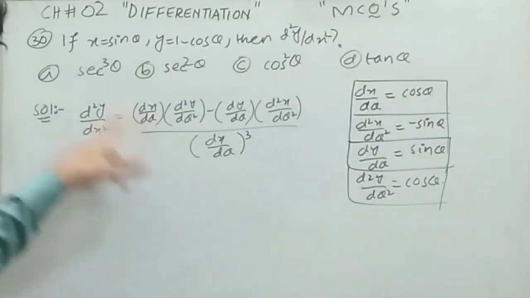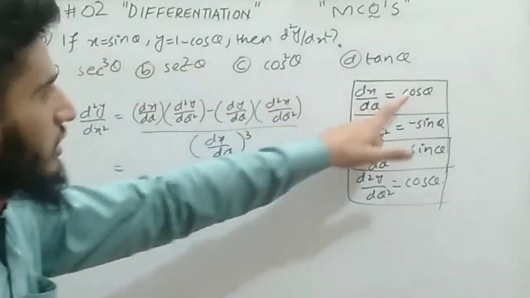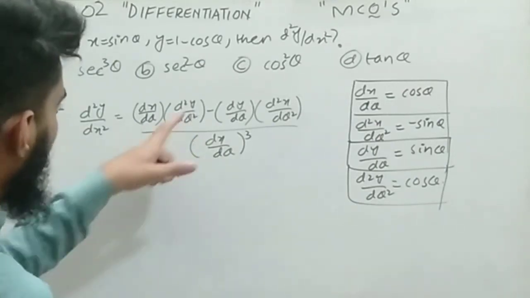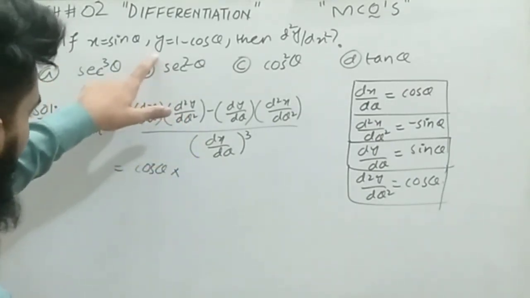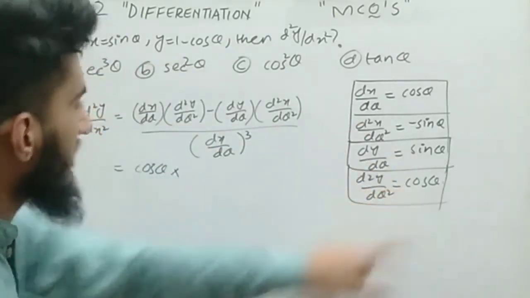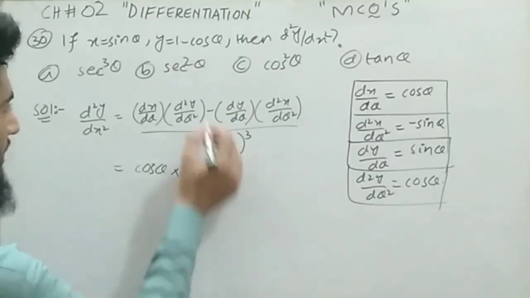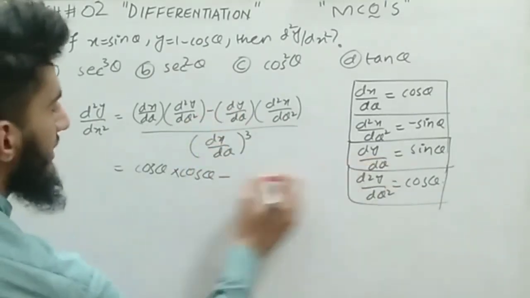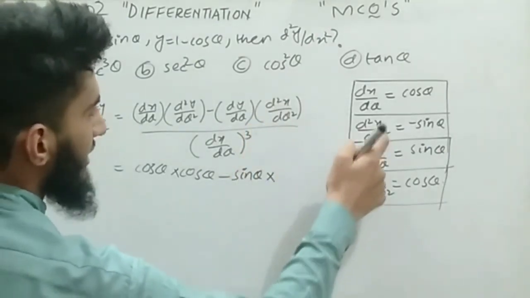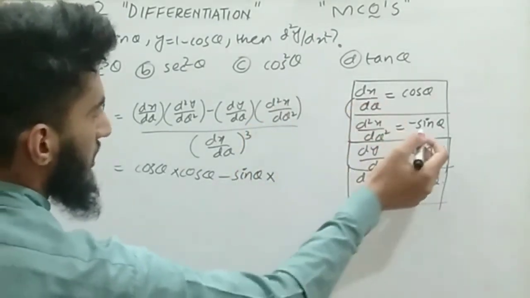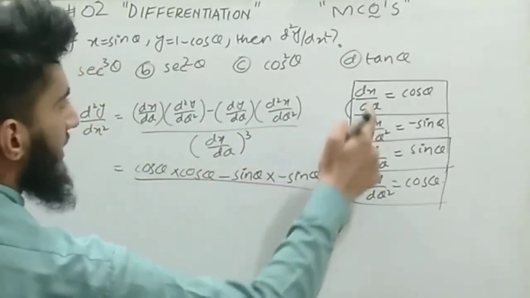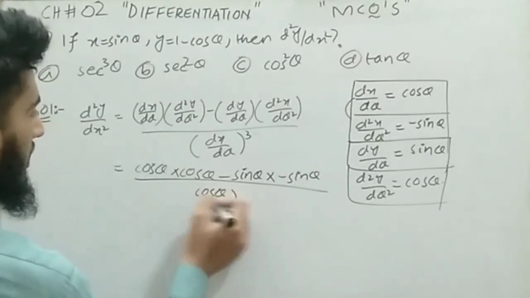Dx by d theta means the derivative of x with respect to theta, which is equal to cos of theta. Multiply d square y by d theta square, which means the first derivative of y, sin theta, and again the derivative gives us cos theta, so it becomes cos of theta minus dy by d theta, which is sin theta, multiplied by d square x by d theta square, the second derivative of x, which is minus sin theta, divided by dx by d theta, which is cos of theta, whole cube.